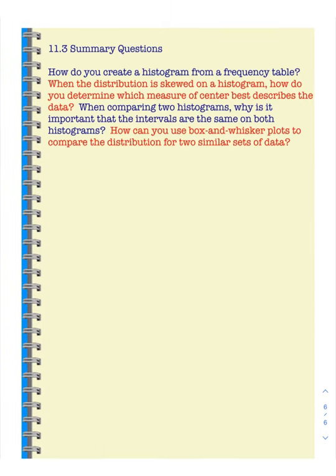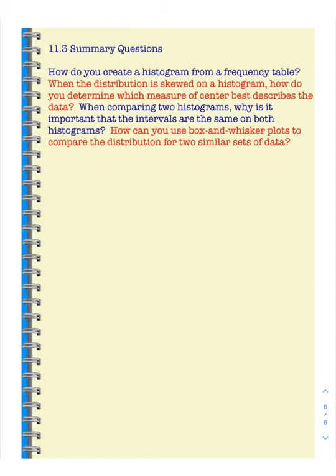And that's it for our 11.3 notes today. Some summary questions for you. How do you create a histogram from a frequency table? Well, you set the data into intervals, make sure each interval is even, and then you plot it like you would a bar graph, but with intervals on the x-axis.